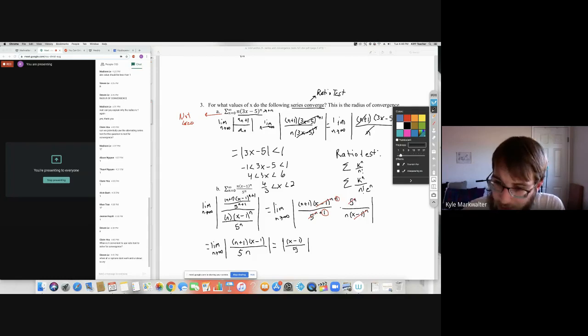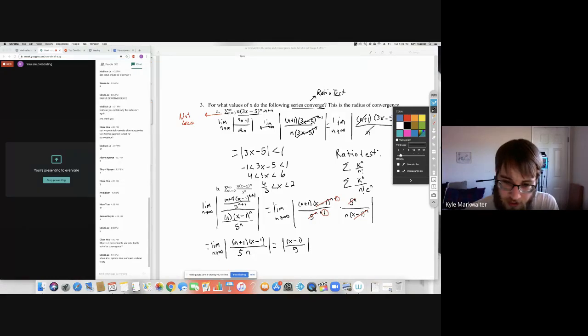A bunch of things cancel out. I did red. 5 to the n cancels out with 5 to the n, but it leaves me 5 to the 1 in the denominator. (x minus 1) to the n cancels out with (x minus 1) to the n, but leaves an (x minus 1) to the first power in the numerator. My n and my n plus 1 don't cancel, so I carried all that stuff down here. I had 5 to the first power still in the denominator, n plus 1 in the numerator, x minus 1 to the first power still in the numerator, and my n still in my denominator.